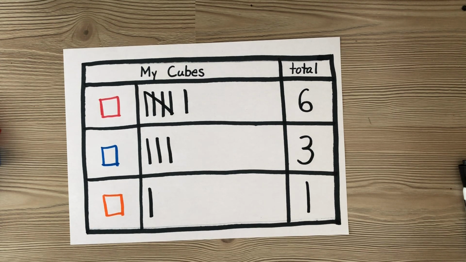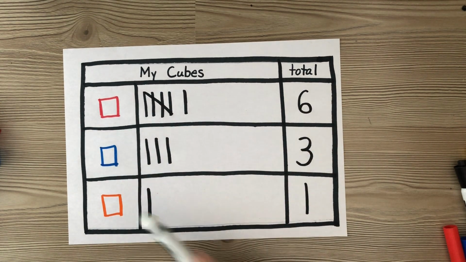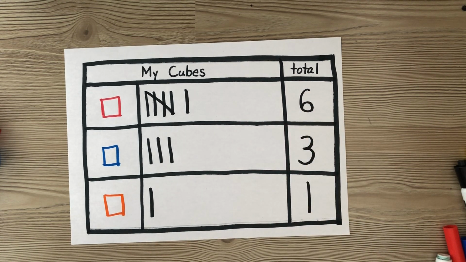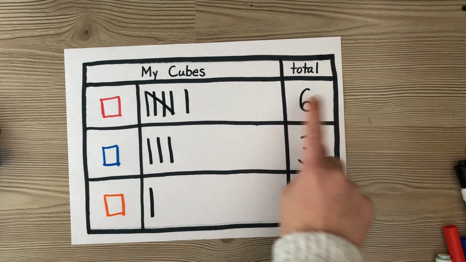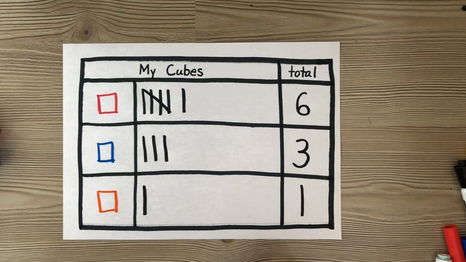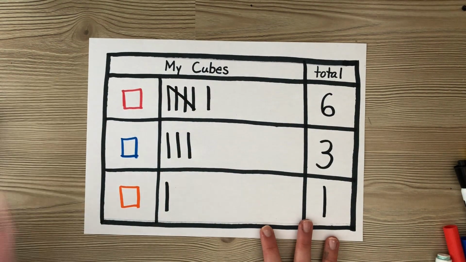Before we move on, how many cubes did I have all together? In order to find this out, I can count each section. I can look at each section and add them together. What is 6 plus 3? 9. And then 9 plus one more would be 10. So altogether, I have 10 cubes.